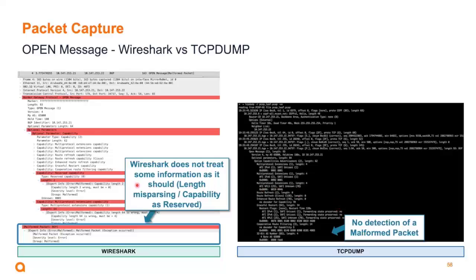seen as malformed. So it seems that there is an issue with Wireshark and its detector, which doesn't treat some information as it should. Because if you check the exact same packet capture with tcpdump, you won't have any issue.